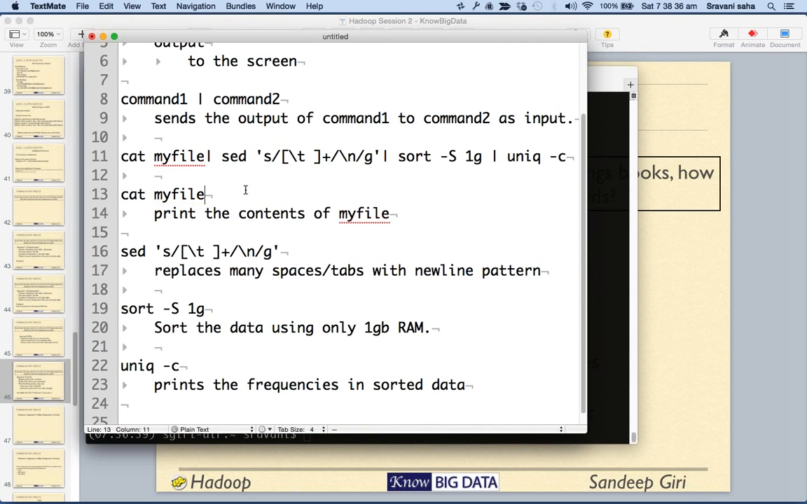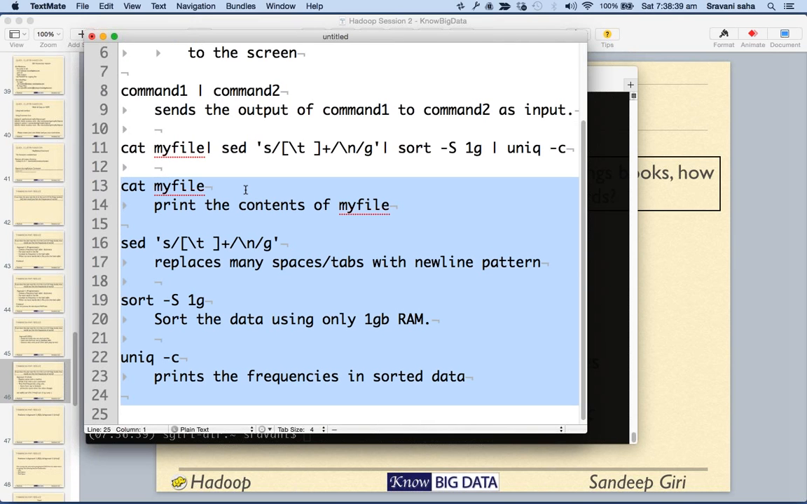So we talked about multiple commands starting from the top. The first one reads the file and gives the output, and then sed takes the input and replaces spaces with new lines. It's like pressing Control F in your text editor, then replacing something with something. Here we are replacing space with new line. And then whatever result we got, we sort the data. And once we have sorted the data, we let unique find the frequencies of our data.